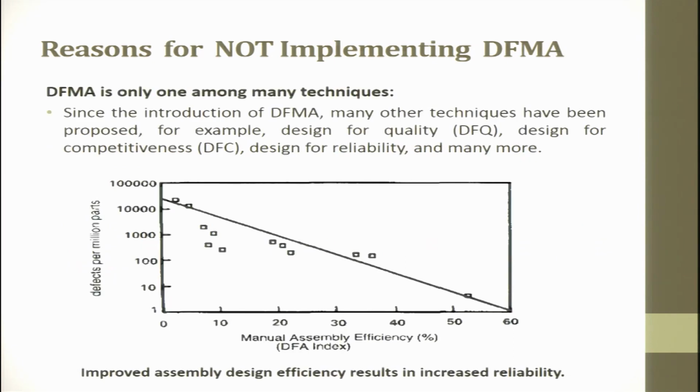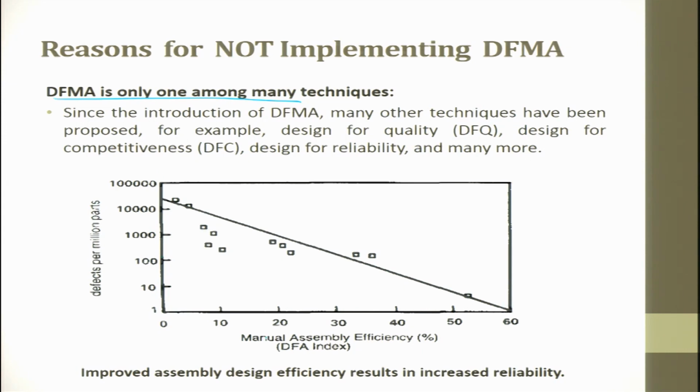The reasons for not implementing DFMA: DFMA is only one among the many techniques which are available. So, since the introduction of DFMA, many other techniques have been proposed. For example, design for quality, design for competitiveness, design for reliability, design for repeatability, and many more. If you look at it, defects per million parts, okay. So, these are in million parts.